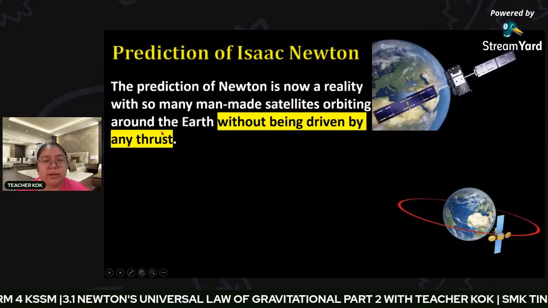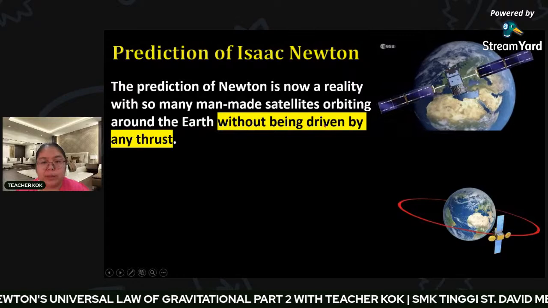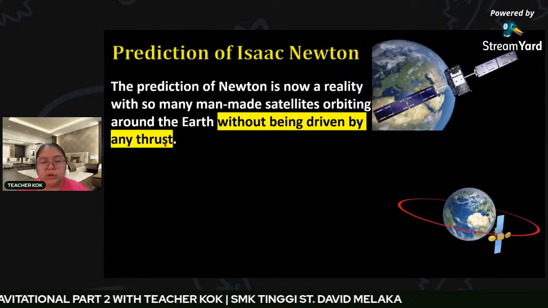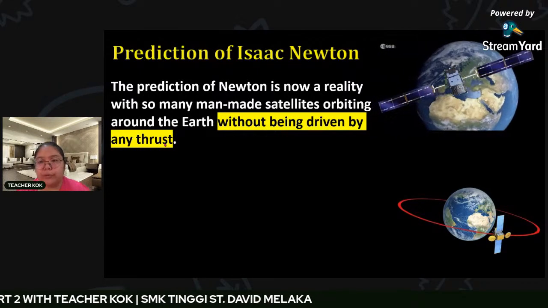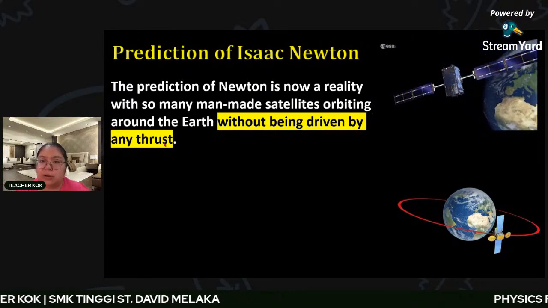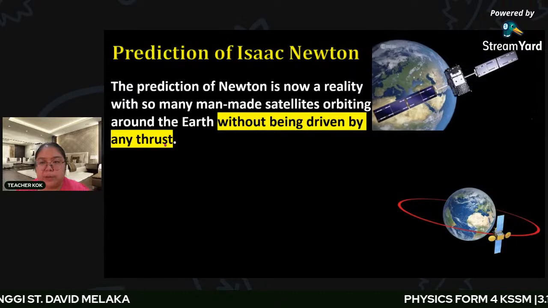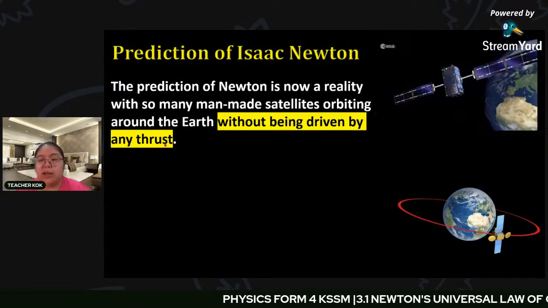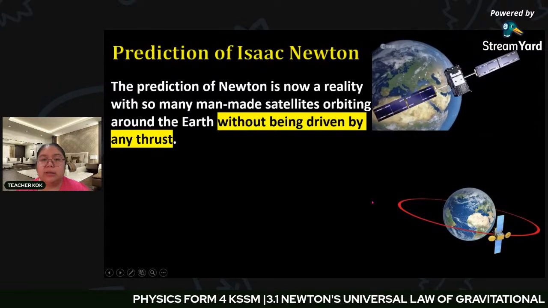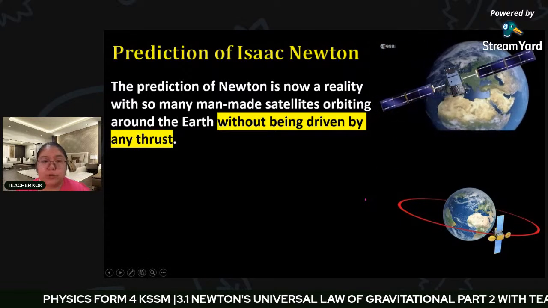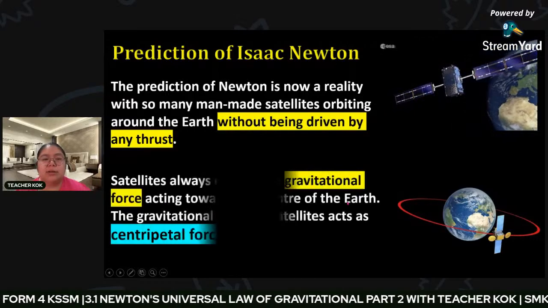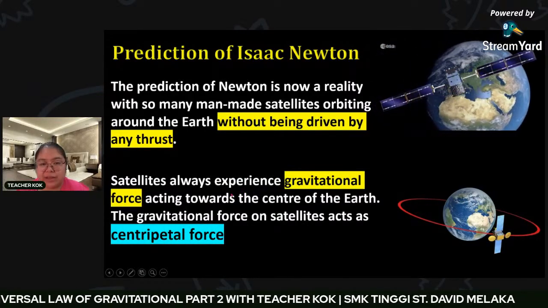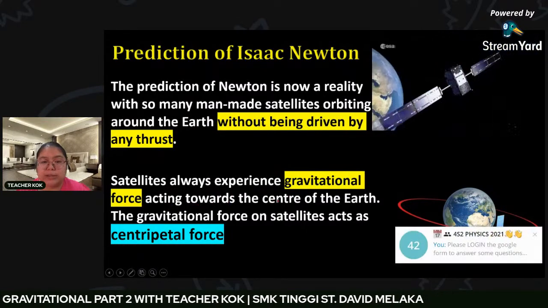They are orbiting around the Earth without being driven by any thrust. That means they do not need any force to move and go round. They do not need to provide force, because they already have centripetal force to keep them round the Earth. So they prove they do not need any jet engine. The satellite will always experience the gravitational force acting towards the center.